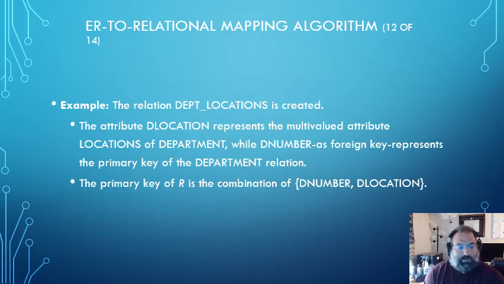An example is the relation dept locations, which is created. The attribute D location represents the multi-valued attribute locations of departments, while D number as a foreign key represents the primary key of the department relation. The primary key of R is the combination of D number and D location.